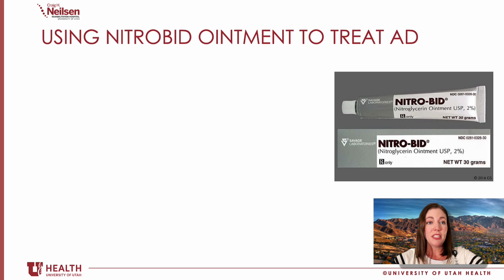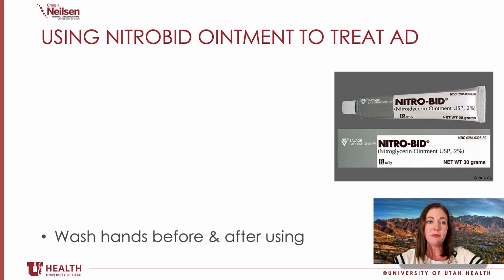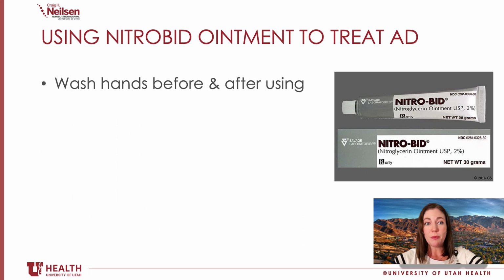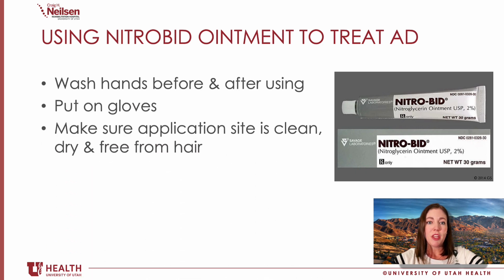Another option is to use nitrobid ointment to treat autonomic dysreflexia. It is best if this is administered with oversight from a medical provider or with previous training from a medical provider. That being said, I will review the steps here. Make sure that you wash your hands with soap and water and then put on gloves. Make sure that you have the application site clean and dry, free from hair. Typically, it will be placed directly under the collarbone.